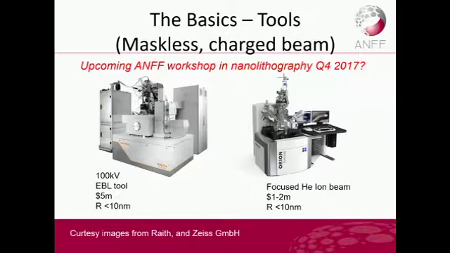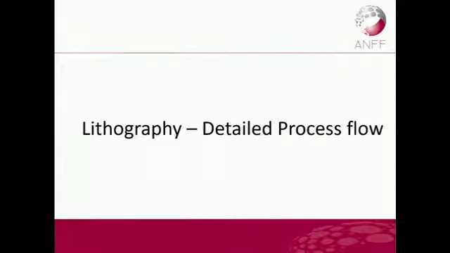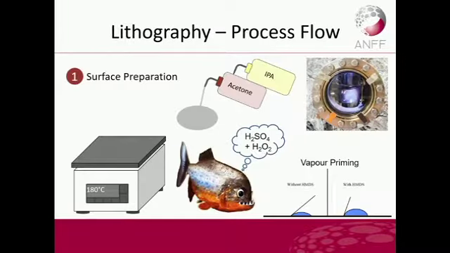Then when we look at the focused beam tools, the electron beam lithography systems come to about $5 million, and the focused ion beam $1 to $2 million. We are planning another workshop to cover nanolithography in the future. So let's just quickly go through the detailed process flow.